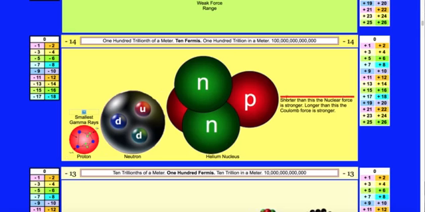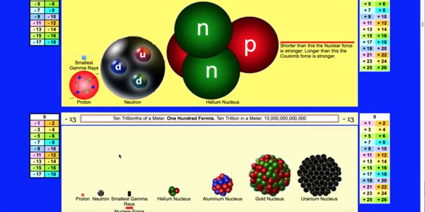And this is the little length here. Shorter than this, the nuclear force is stronger. Longer than this, the Coulomb force is stronger, meaning the nuclei will start to repel each other. They won't be sucking each other in, they'll be repelling each other.